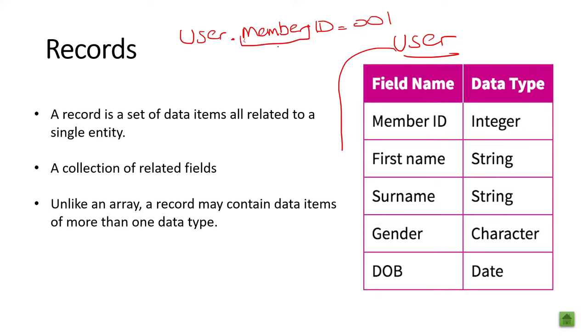So this is the field and this is the record. I'll write that in. Record, and this is the field. The full stop allows us to access that.